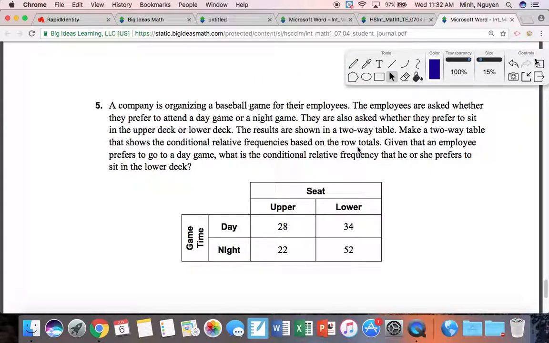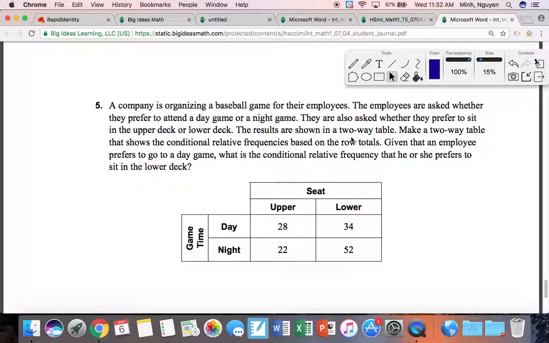Lastly, a company is organizing a baseball game for the employees. The employees are asked whether they prefer to attend a day game or a night game. They are also asked whether they prefer to sit in the upper deck or lower deck. Make a two-way table that shows the conditional relative frequencies based on the row totals. Okay, so this is given that an employee prefers to go to a day game.